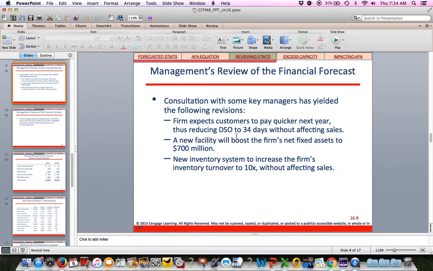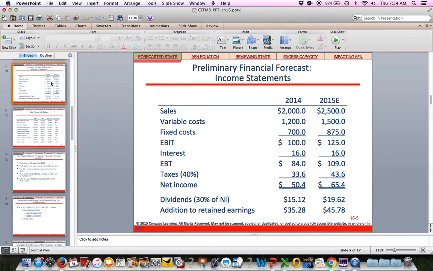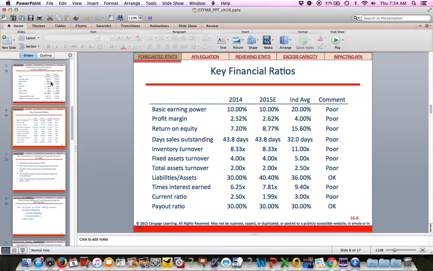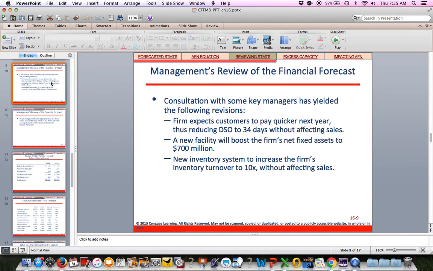Management's review of the financial forecast. Consultation with some key managers has yielded the following revisions. And so as we looked at that forecast, as we looked at the balance sheet, the income statement, all these ratios right here, we know we're using a lot of this information then to do the forecast. And we just did the AFN calculation. And now management's looking at the forecast and going, okay, let's talk about this. What are some things that we can do to improve the forecast? So consultation has yielded some revisions.